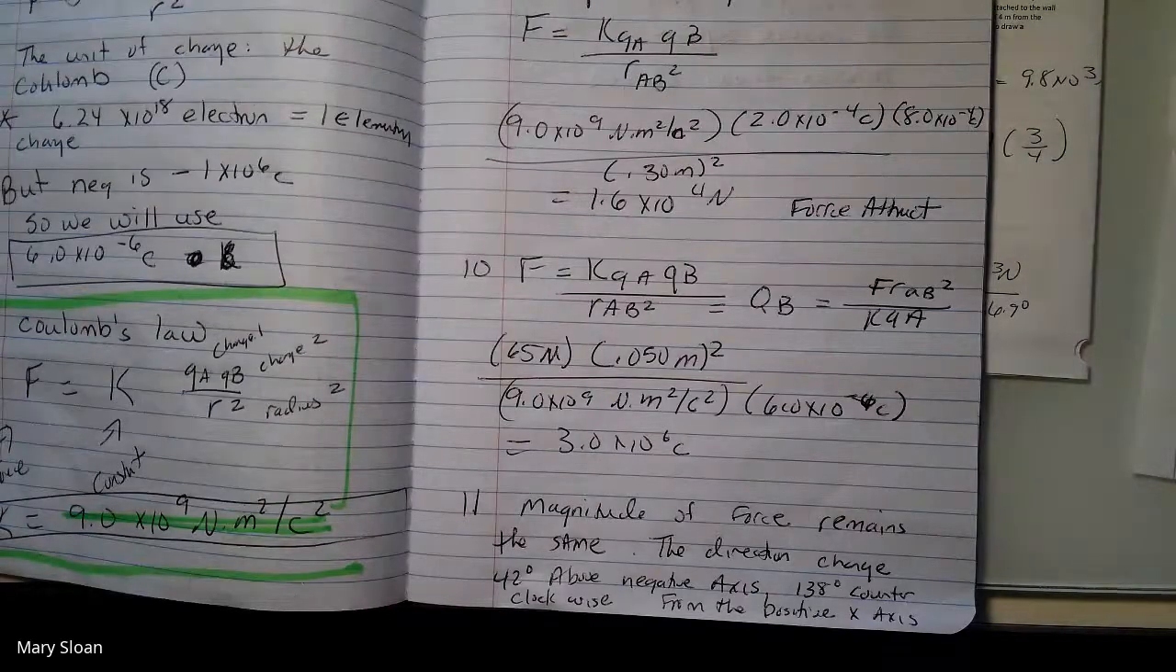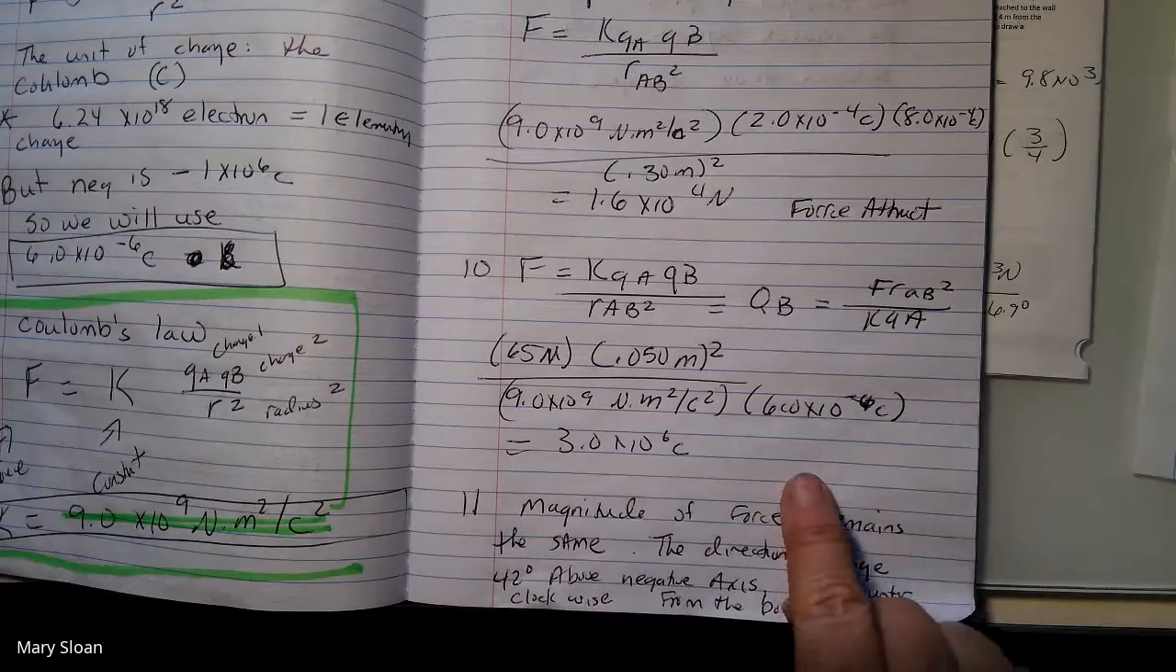Okay. Question number 10 says, a negative charge of negative 6.0 times 10 to the negative 6 exerts an attractive force of 65 newtons on the second charge that is 0.050 meters away. What is the magnitude of the second charge?